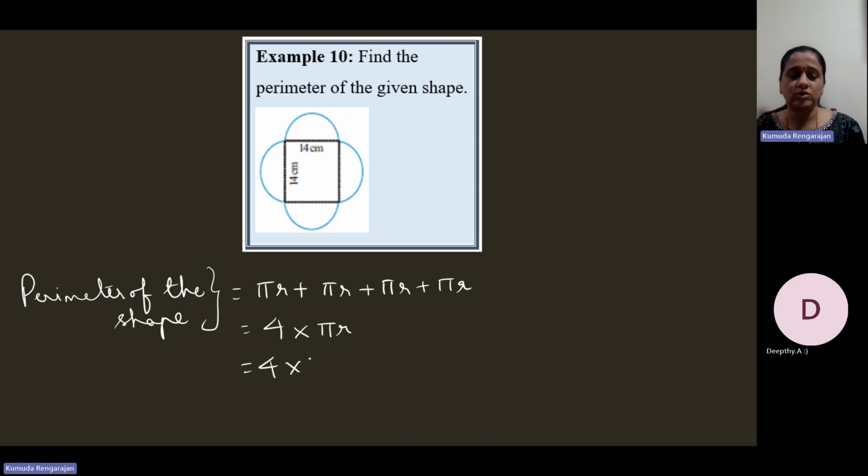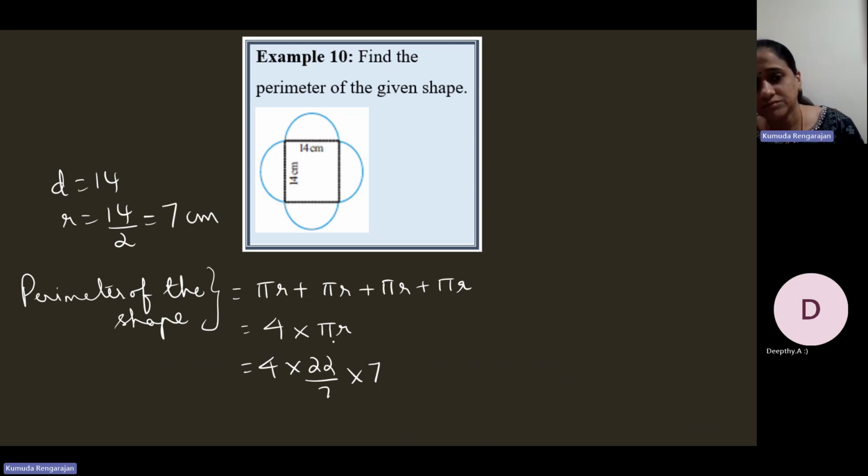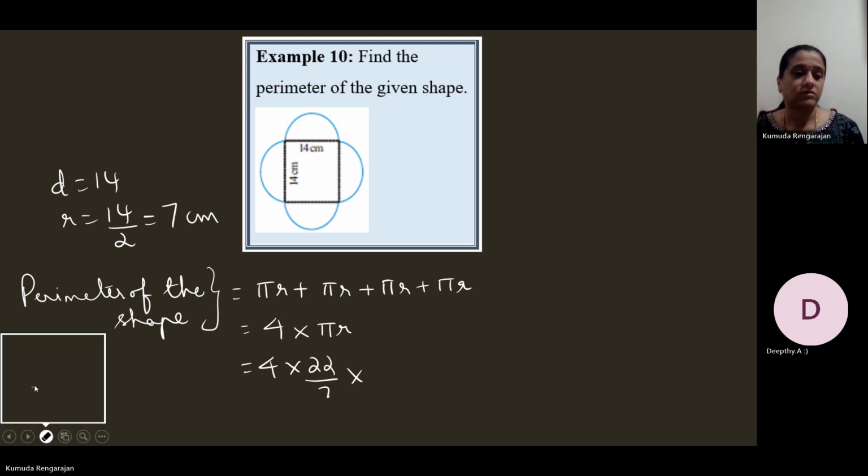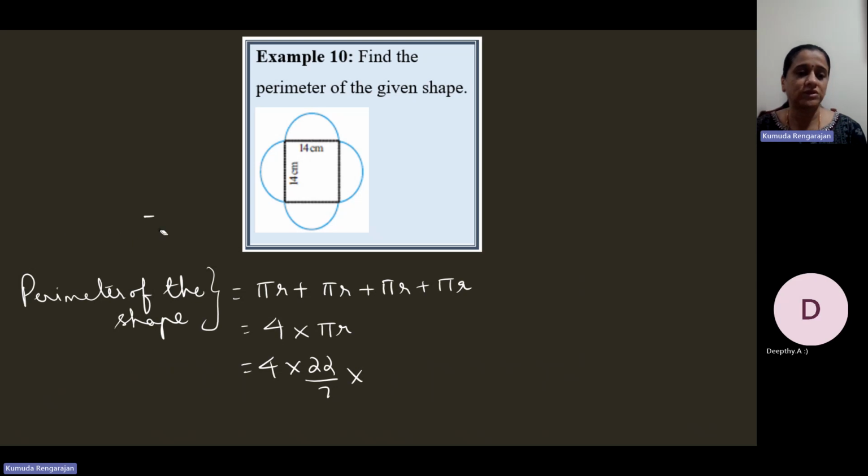So 4 into 22 by 7 into R. Diameter is 14. So radius is 7. Diameter is 14. R is equal to 14 by 2, which is 7. Can we directly write 14 by 2 instead of 7? Yeah, you can write 14 by 2. If you don't want to mention all this here, then you can directly write it. The R is 14 by 2. Yes. All right.